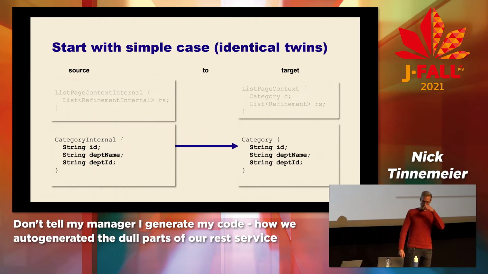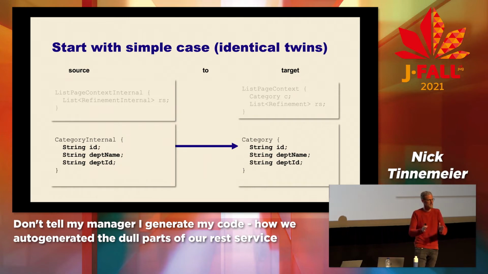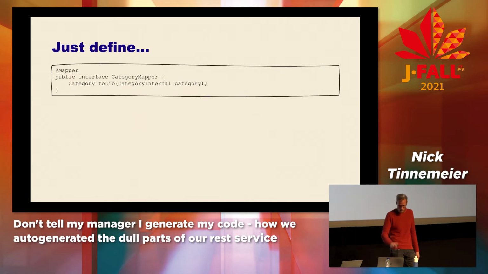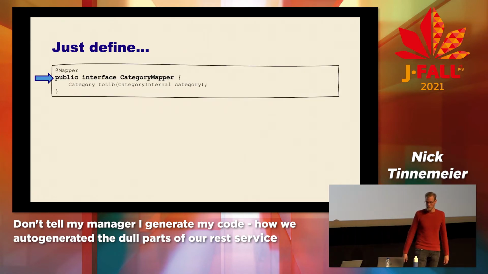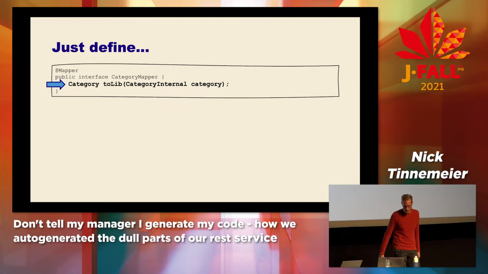But let's start with a simple case, the case of the identical twins. Here we have a category, and we'd like to map it to the other category that lives in the library, and you see that it has the same structure and exactly the same fields, same names, same types. Easy peasy. In this case, we just have to define an interface, our category mapper, annotate it with the special MapStruct mapper annotation, and we have to ask MapStruct to generate a tulip or map method for us that maps the internal category to the library category.